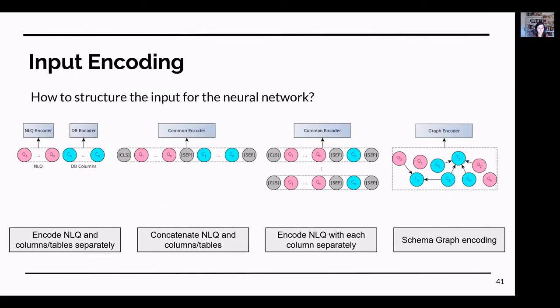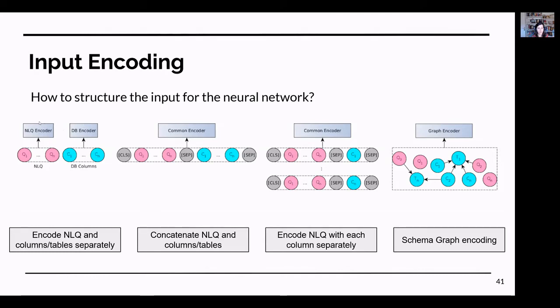Now let's move on to the second dimension for taxonomy, input encoding. Essentially, the question here is, how can we structure the input for the neural network? We need to give as input the natural language question and also information about the underlying table that this question refers to. So here we have essentially four different possibilities.